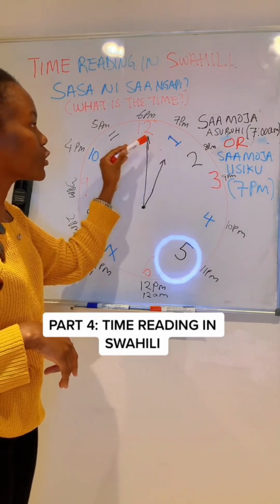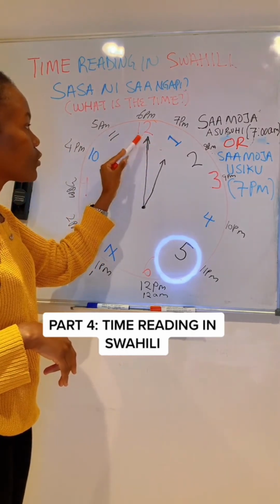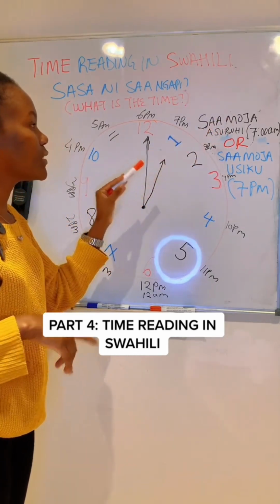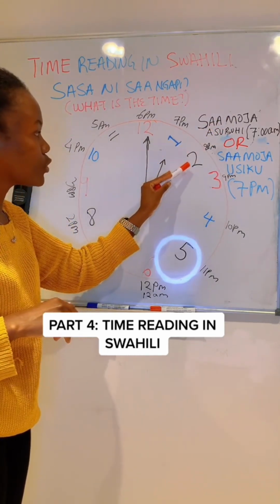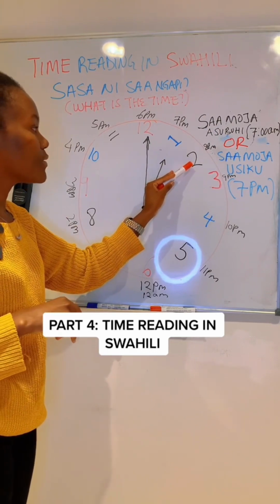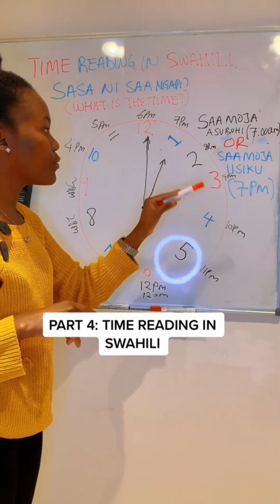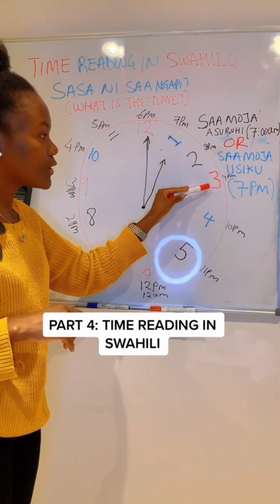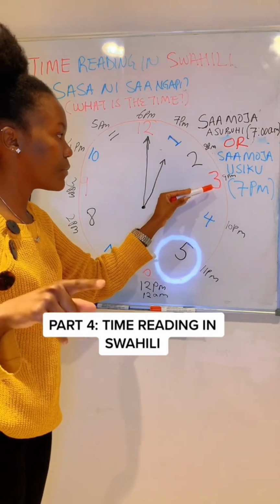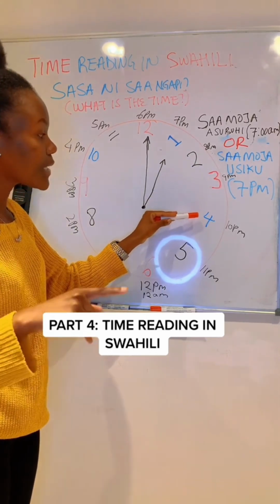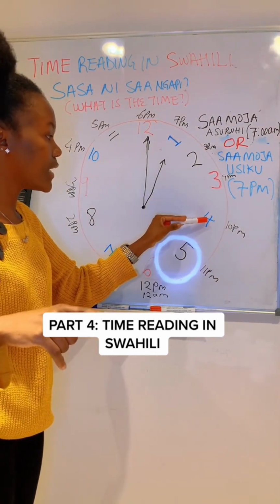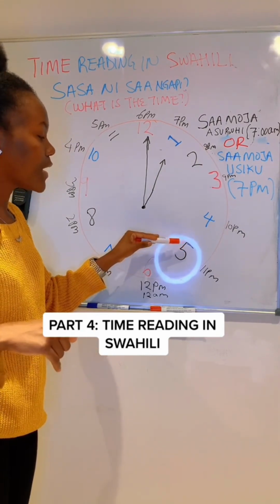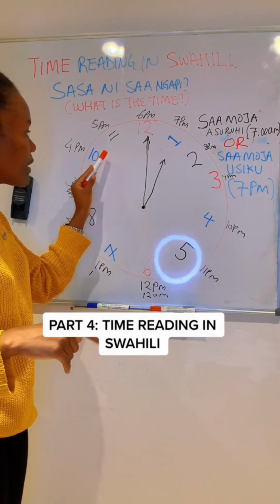So when the clock is pointing at 1 and 12, we read this as saa moja asubuhi, which is 7 a.m. If the clock moves to 2 in the morning, we read this as saa mbili asubuhi, which is 8 a.m. And if it moves here, it's saa tatu asubuhi, which is 9 a.m. It moves here, saa nne asubuhi, which is 10 a.m. It moves here, saa tano asubuhi, which is 11 a.m. It moves the same way until the day has ended.